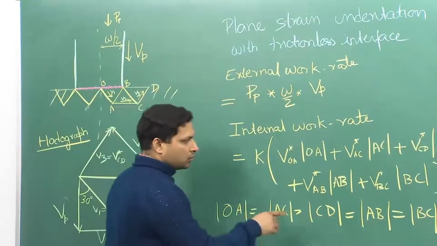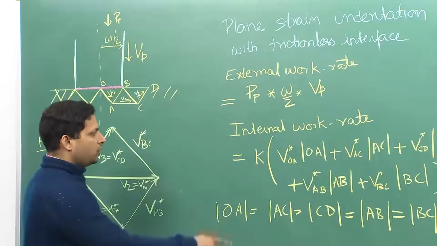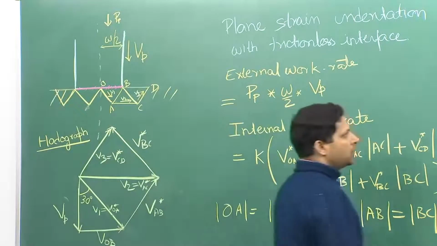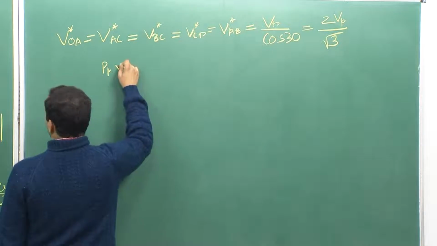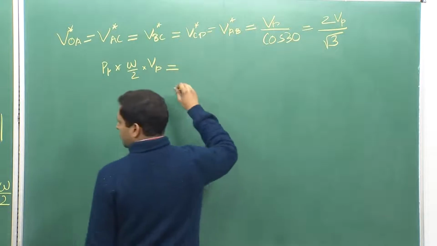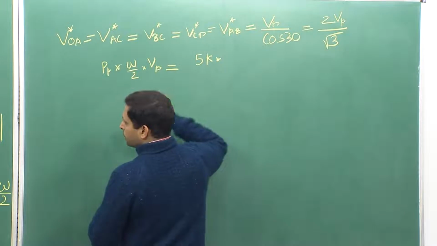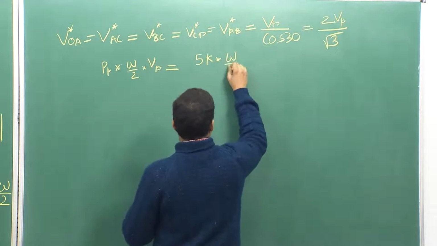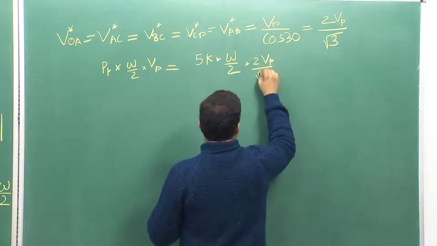We have related all the dimensions, which are these lengths, to the dimension we know, which is W by 2, and so we will insert it over here, and we will see that our external work rate, which is Pp into W by 2 into Vp, is equal to K times, now all these dimensions are equal, so this will become 5 times whatever we get over here. The dimensions are equal to W by 2 and the velocities are equal to 2 Vp by root 3.